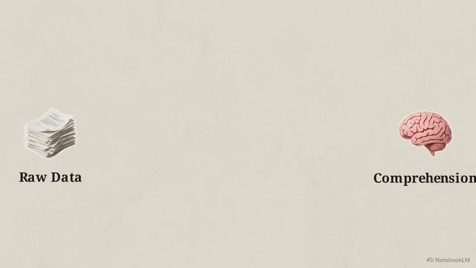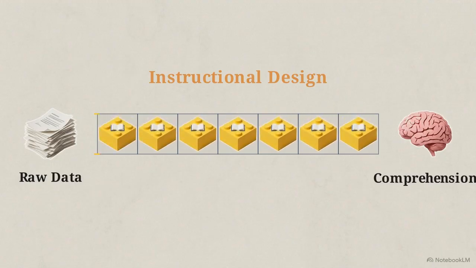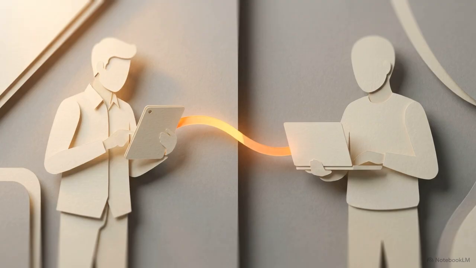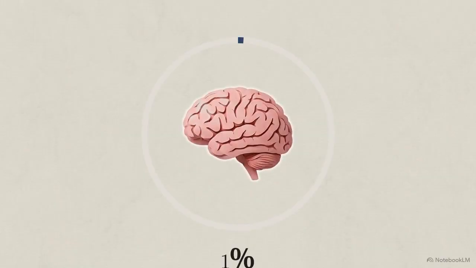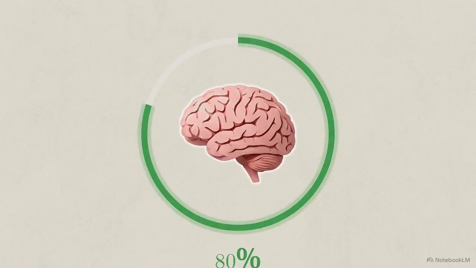To bridge the gap between raw data and comprehension, educators use a systematic process called instructional design. Instructional design is the process of structuring content into deliberate activities that facilitate learning and keep students focused on the subject matter. In this environment, the designer acts as a representative for the student, ensuring that every module is built around the learner's capacity to process and retain information.